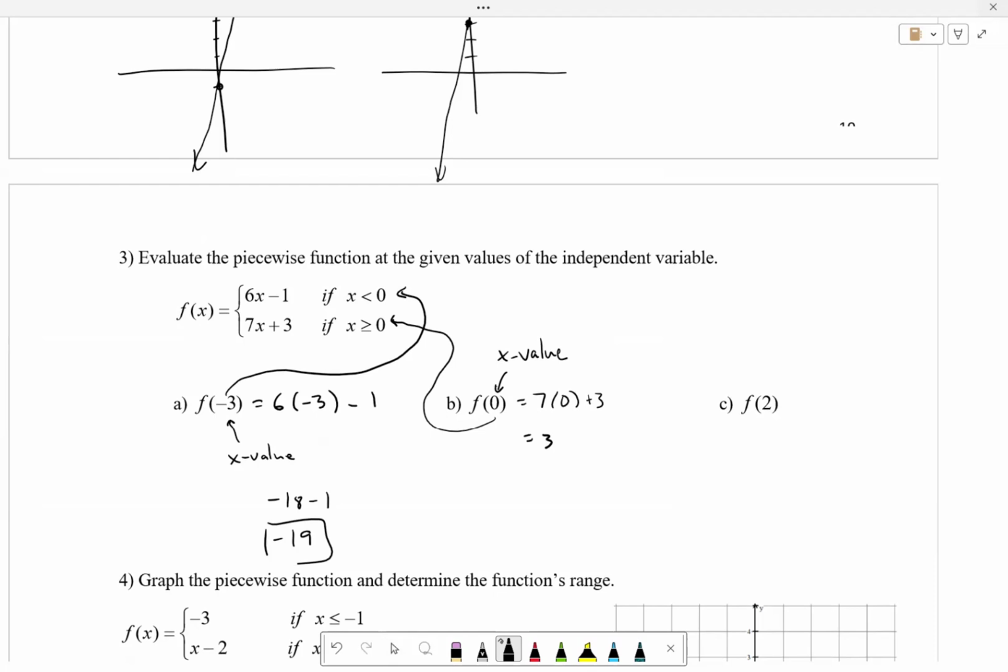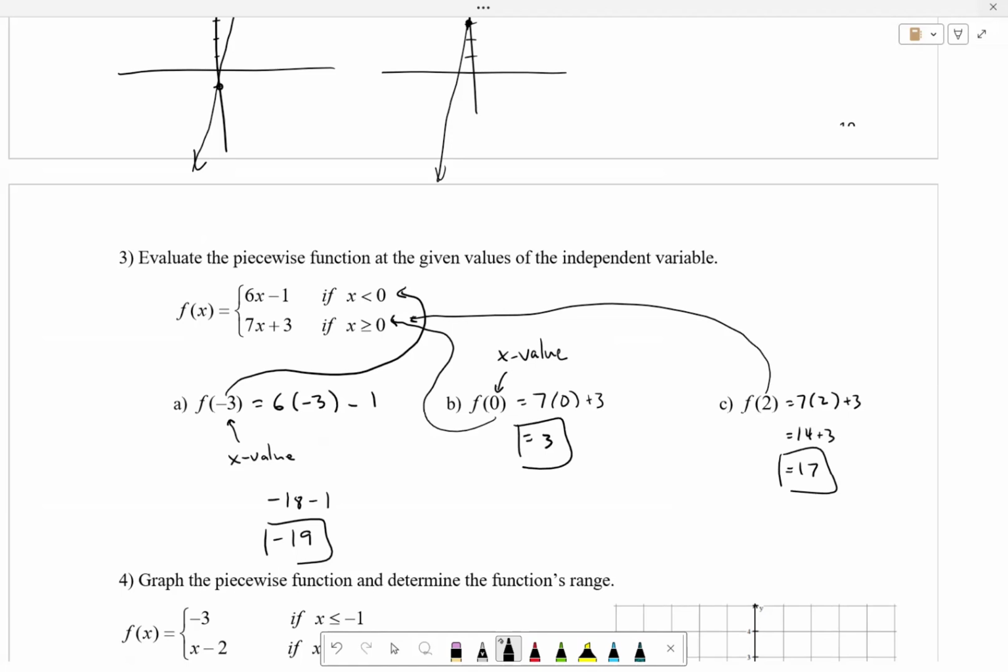And for C, F of 2, that 2 is our x value, so we're going to plug that into the second one, because it says the function is that second piece if x is greater than or equal to 0. So this becomes 7 times 2 plus 3, which is 14 plus 3, or 17. Again, since I boxed that first one off, I'll go ahead and box all of those.